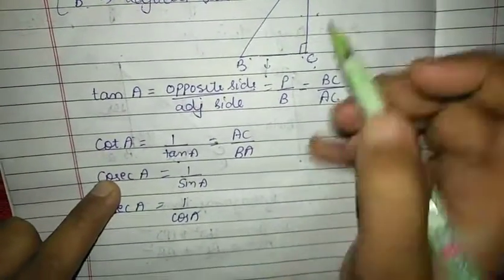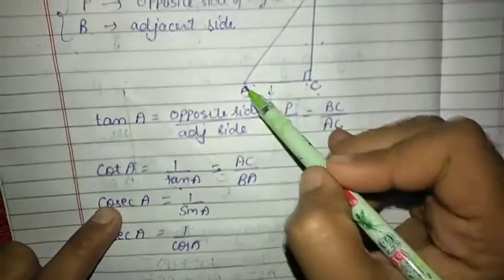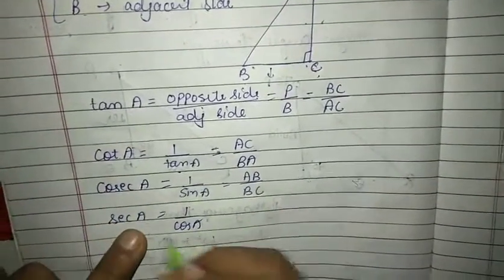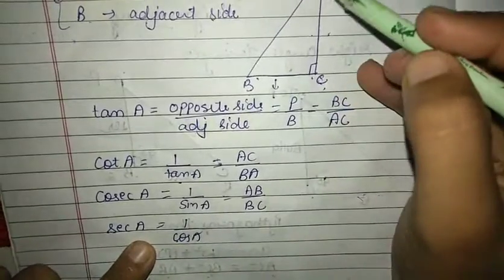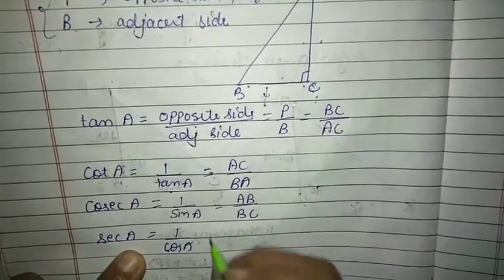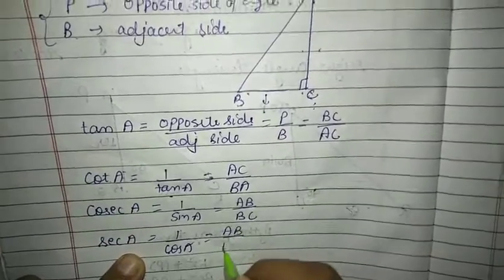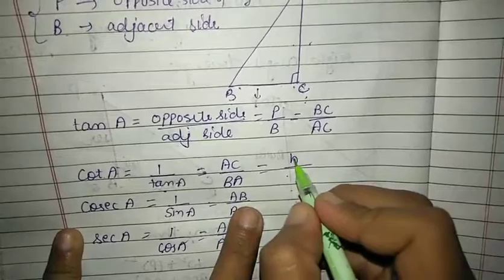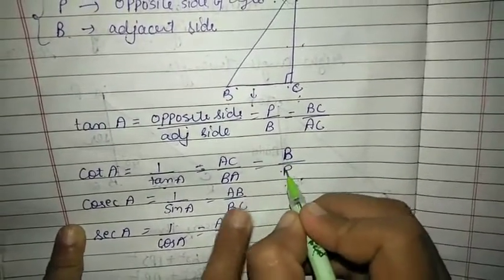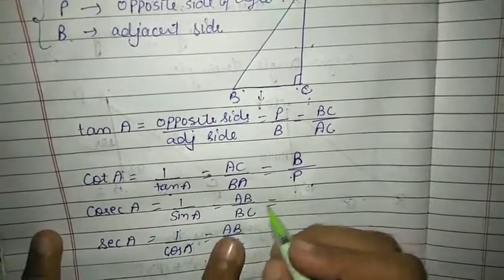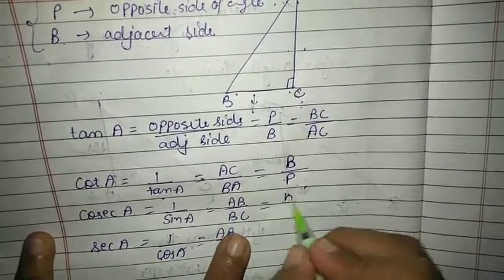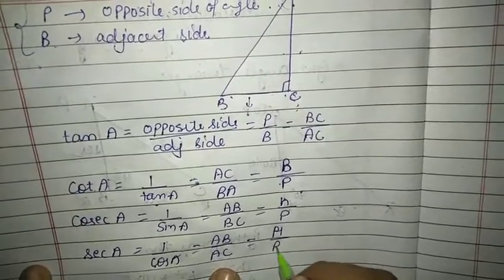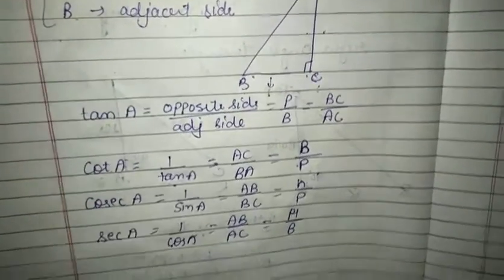Cosecant A becomes AB by BC, and secant A becomes AB by AC. The formula for cot is base by perpendicular. For cosecant the formula is hypotenuse by perpendicular, and for secant it is hypotenuse by base. So basically these are the formulas.